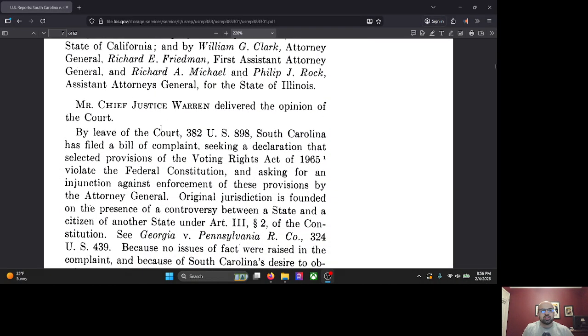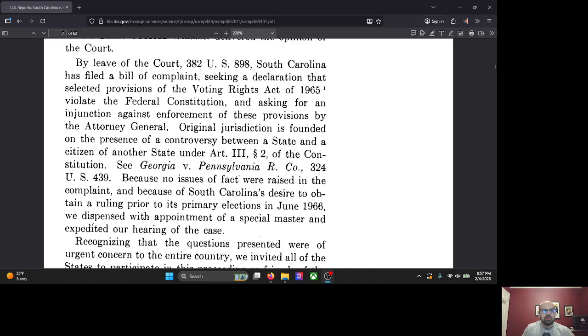Mr. Chief Justice Warren delivered the opinion of the court. By leave of the court, South Carolina has filed a bill of complaint seeking a declaration that selected provisions of the Voting Rights Act of 1965 violate the federal Constitution and asking for an injunction against enforcement of these provisions by the Attorney General. Original jurisdiction is founded on the presence of a controversy between a state and a citizen of another state under Article 3, subsection 2 of the Constitution.